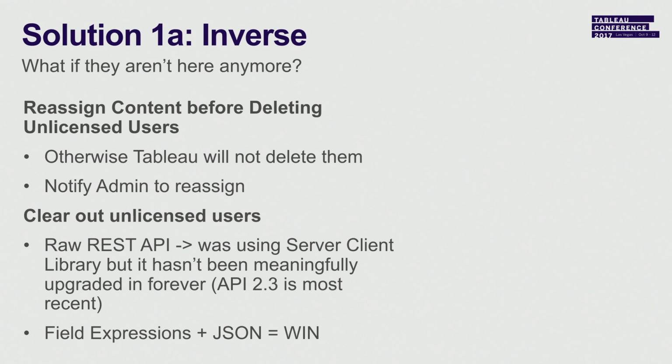So what we do here is we look at all the content for unlicensed users. I reassign it to me. I send myself a notification. And then we clear out all of the unlicensed users. Again, this is all using the standard REST API. We were using the Tab server client, but because of various delays in their code commits, they haven't updated it beyond API 2.3, and we're currently on 2.6.